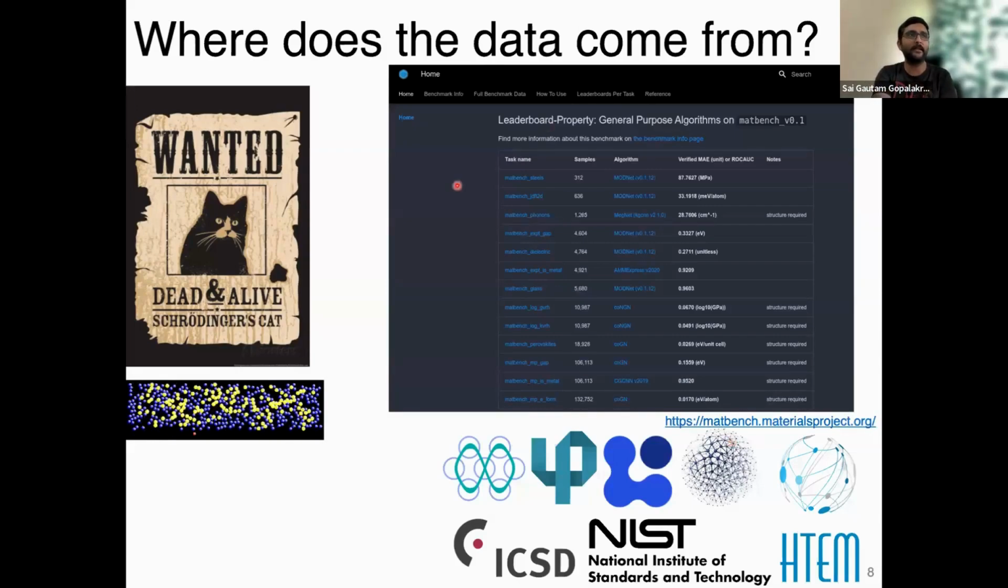And this leaderboard basically tells you which models are the best performing for a given data set. So you can keep your eye on these two things to have an idea of where things are going.